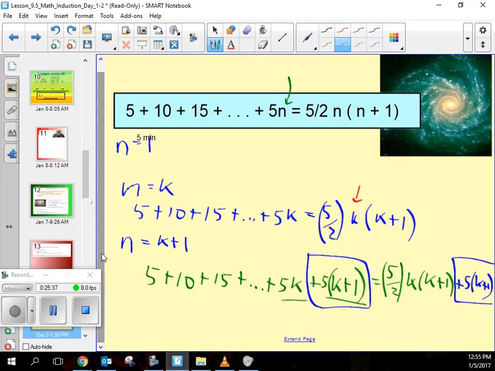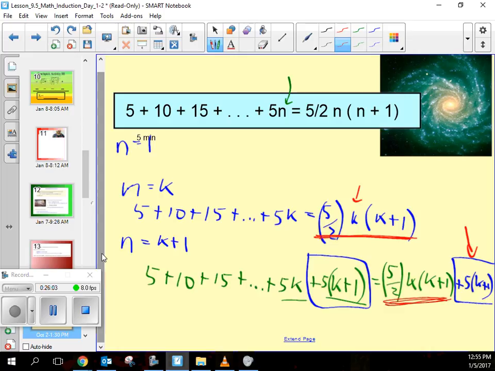So far, I haven't touched this part at all. All I've done is add this to it. I didn't stick in k plus 1s yet. Do you get that the red underlines are identical right now? The red underlined parts are identical. All I did was add 5 parentheses k plus 1.